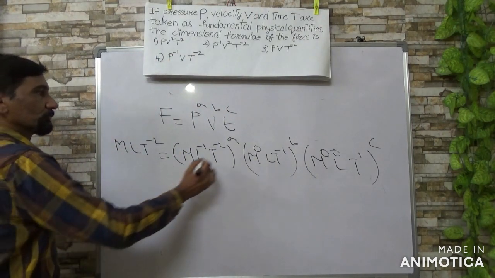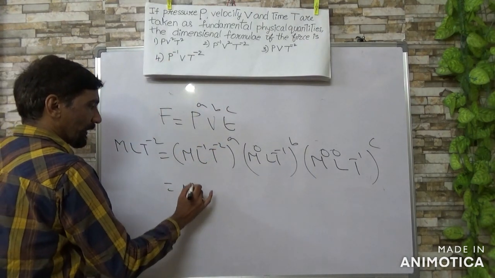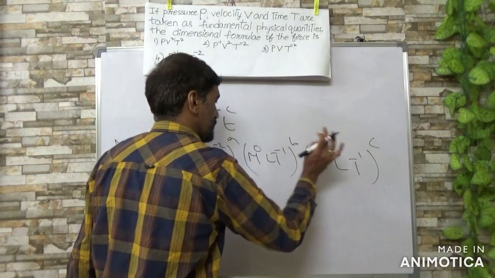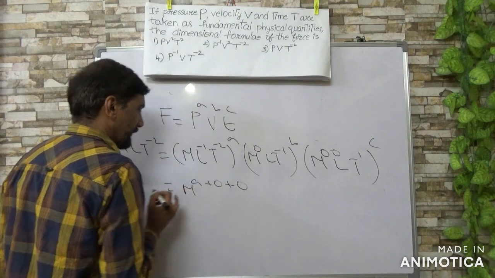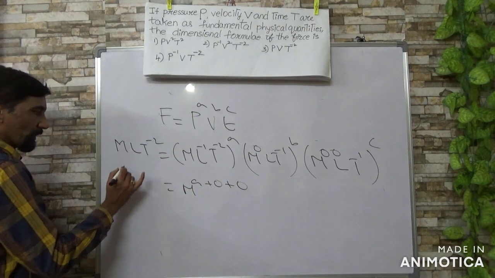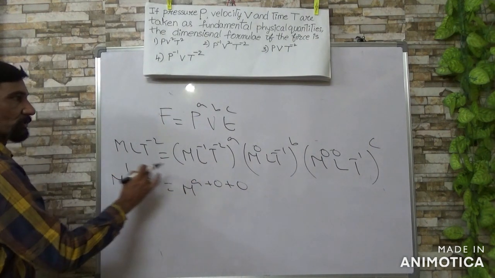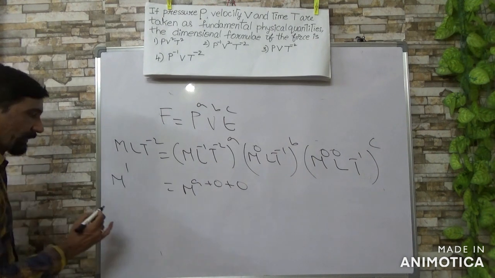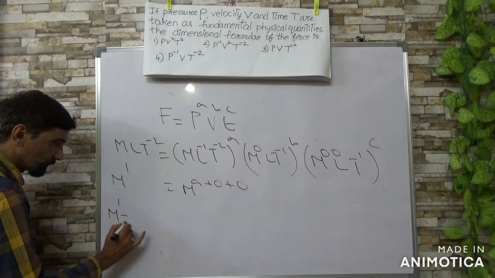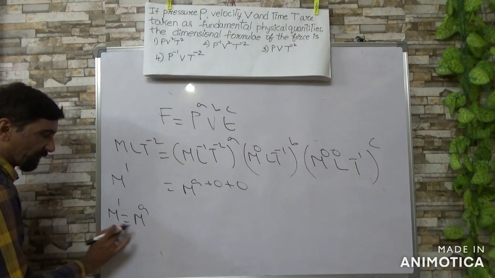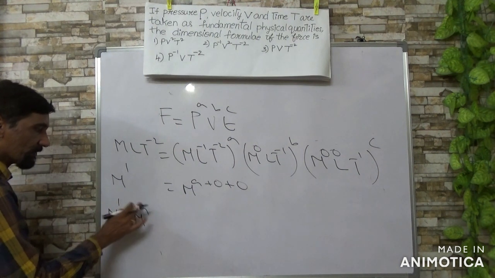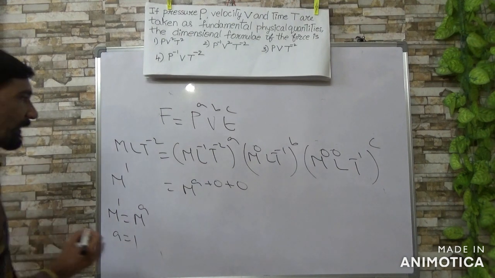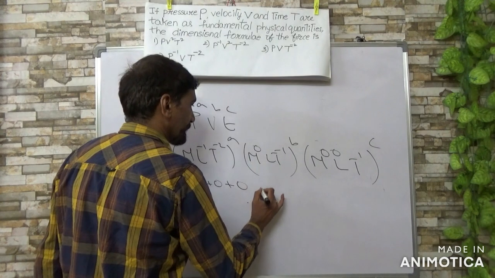Okay. Now M power A, this one is 0, plus this is also 0, equal to M power 1. It is very clear that M power A is equated to 1. So whenever bases are equated, powers are also equated. A becomes 1.